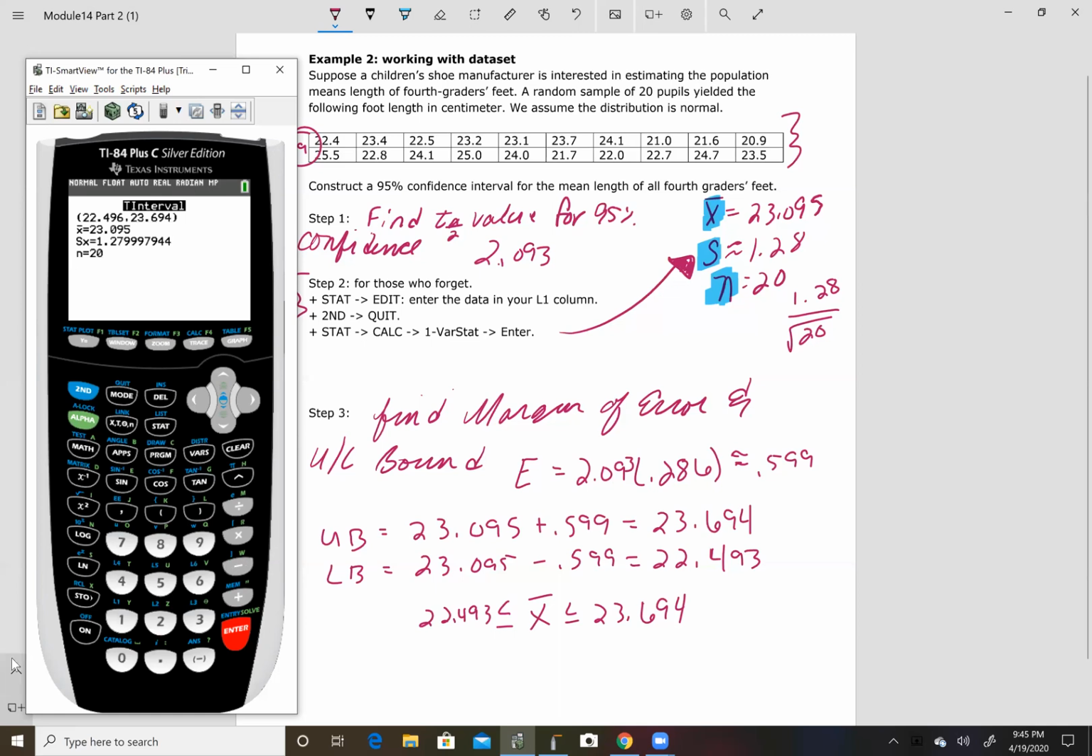So we've done it both ways, and I think this is the last one. You can use your calculator to find the entire interval, or you can use the equations, or my preference, use both and double check yourself.